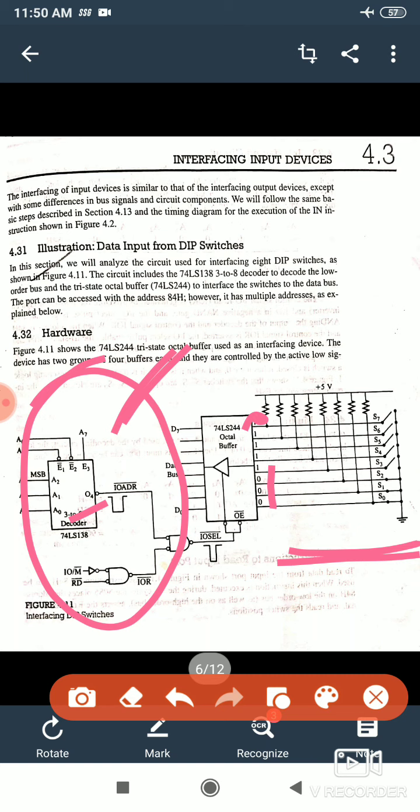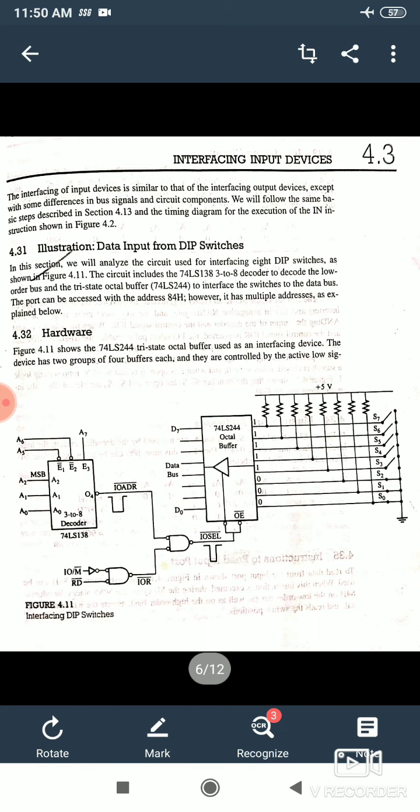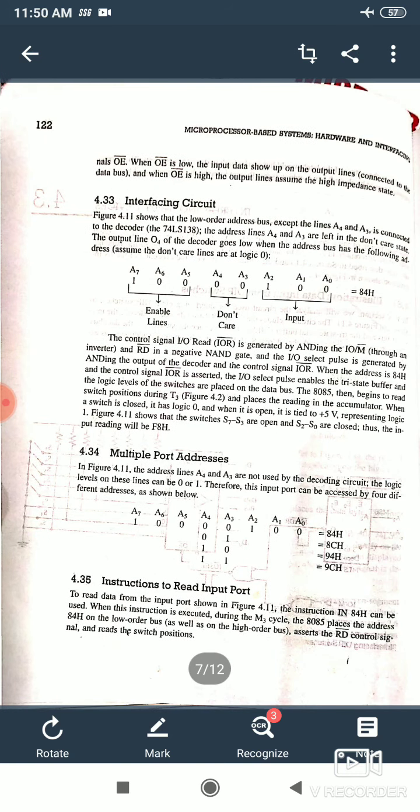So we will just set the switches like this to display 78. Now the first one is don't care, so you have to use either a closed one or an open one, this is your choice. So this is the interfacing of DIP switches for the same example. Now this is the interfacing circuit having the address map.